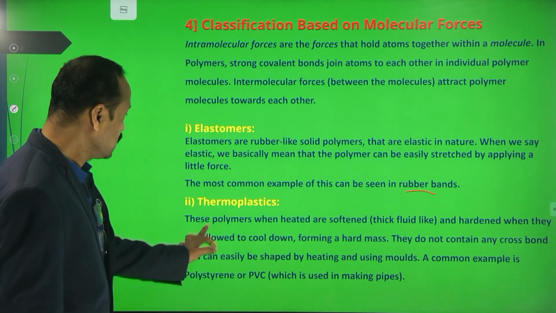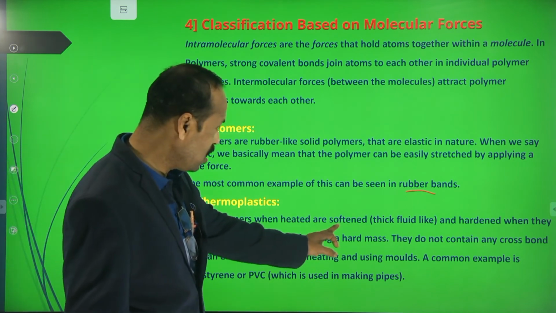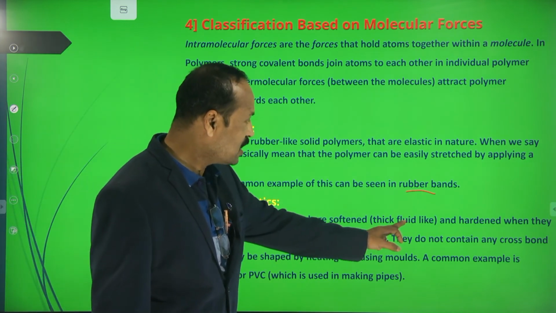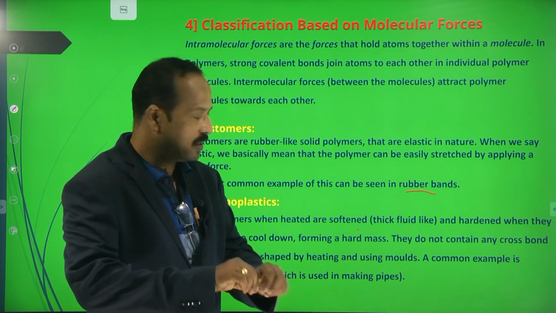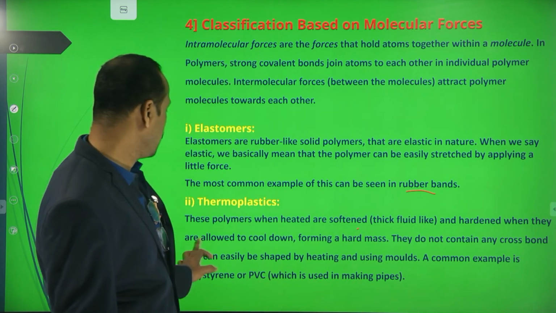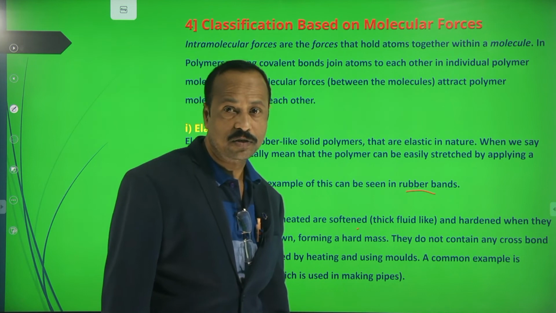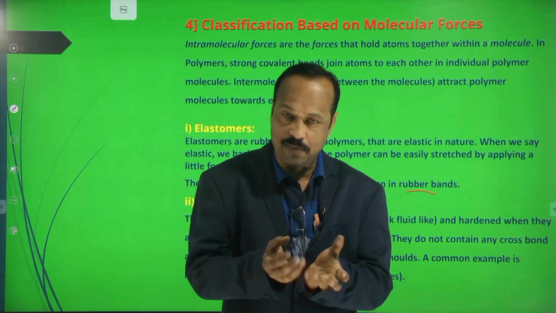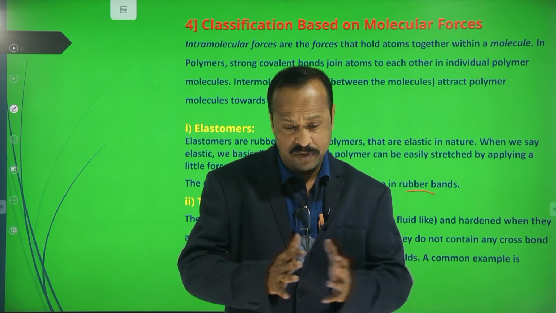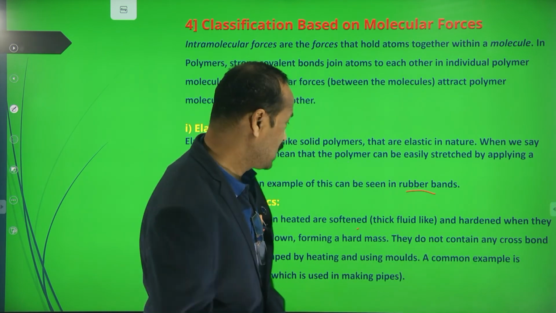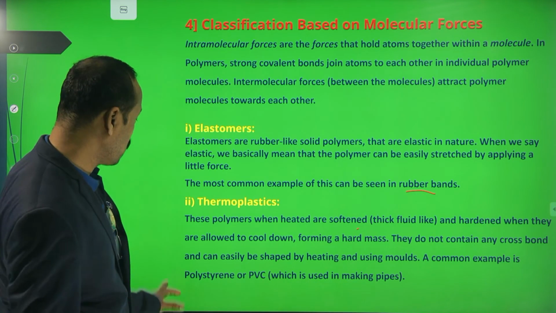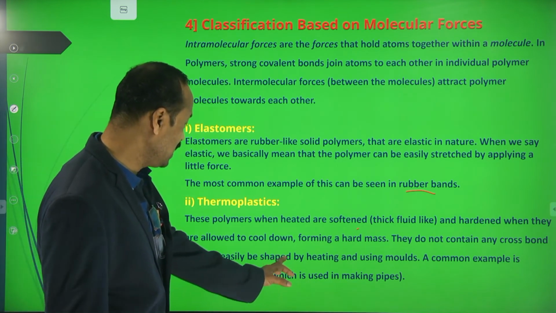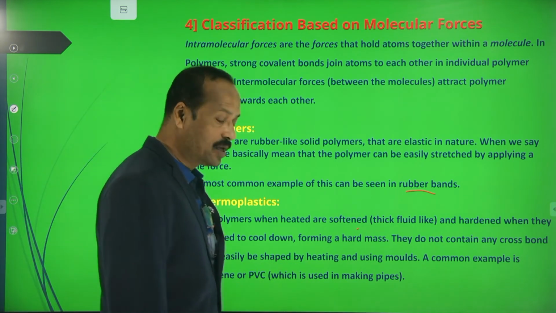Here these polymers, when heated, are softened into a thick fluid, like a liquid, and hardened when they are allowed to cool. So when you heat them they become soft and melt, and when you cool them again they become hard. They do not contain any cross bonds and can easily be shaped on heating by using molds.